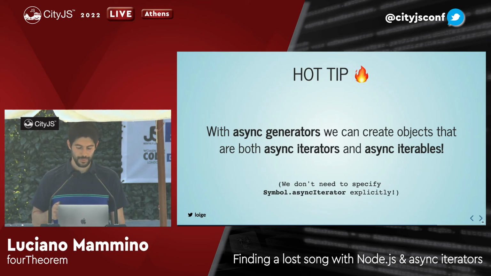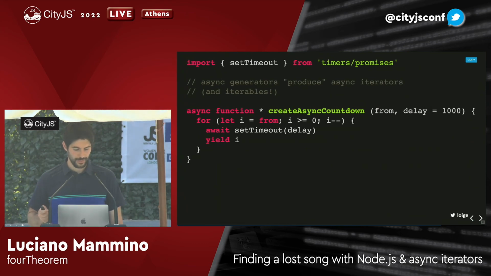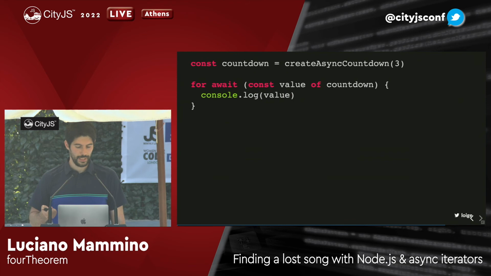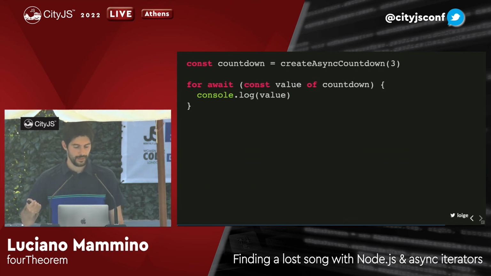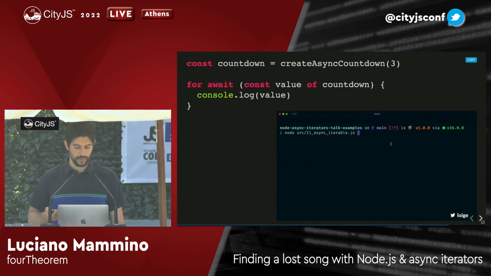Now, hot tip, if you use generators, actually the object that you get is not just an iterator, but it's also an iterable. So we can basically rewrite all our code with just this one function. And this is going to be both an iterator and an iterable, which means that we can just do a for await and get all the values from the iterator. So if we run this code, we can see that we get 3, 2, 1, and 0.